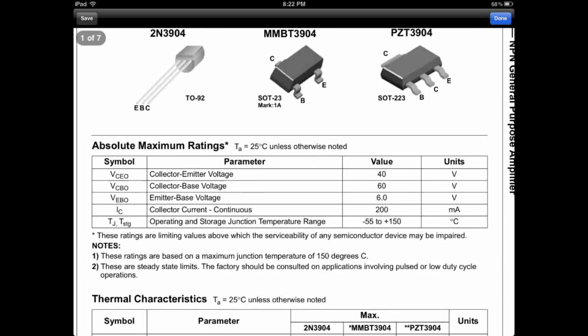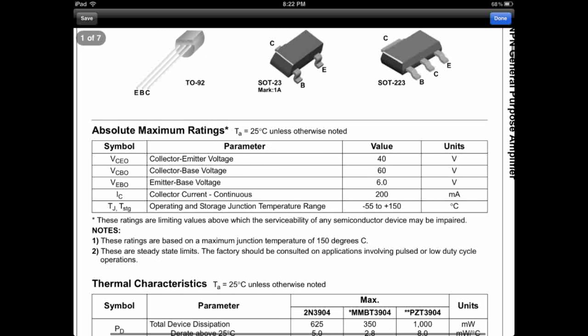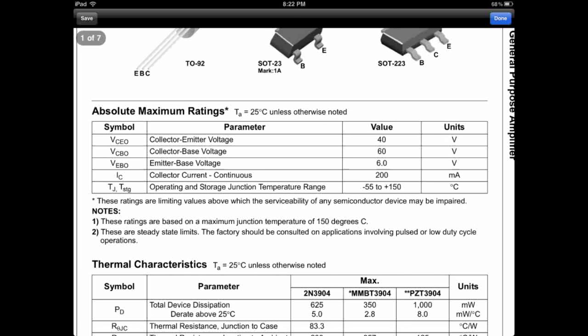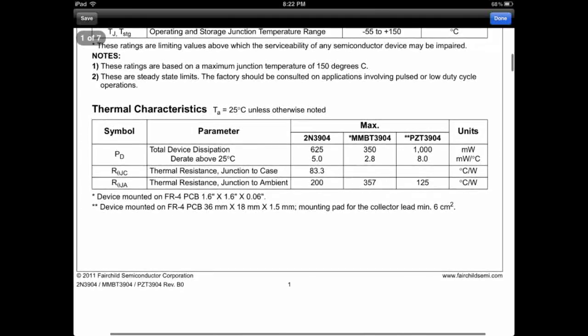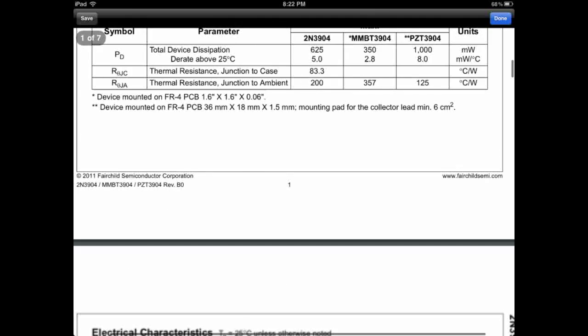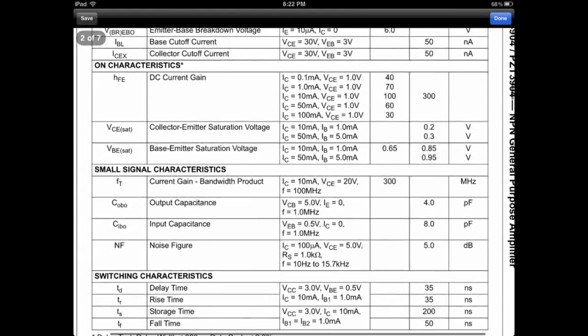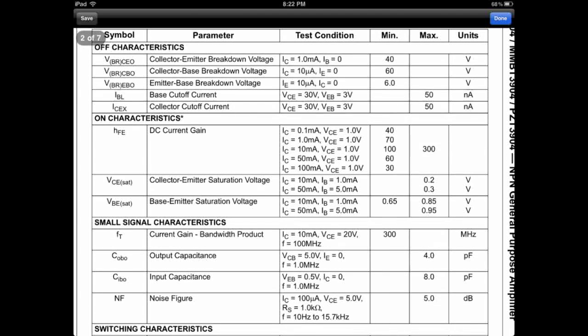So we look down through here. We've got the collector emitter voltage, which tells you what kind of voltage it can withstand. It's got the collector to base voltage, and also the emitter base voltage, threshold, absolute maximum. It also has the collector current, the maximum current it can take. This one is only 200 milliamps. And then of course it's got your operating junction temperatures, power dissipation, all those fun factors.